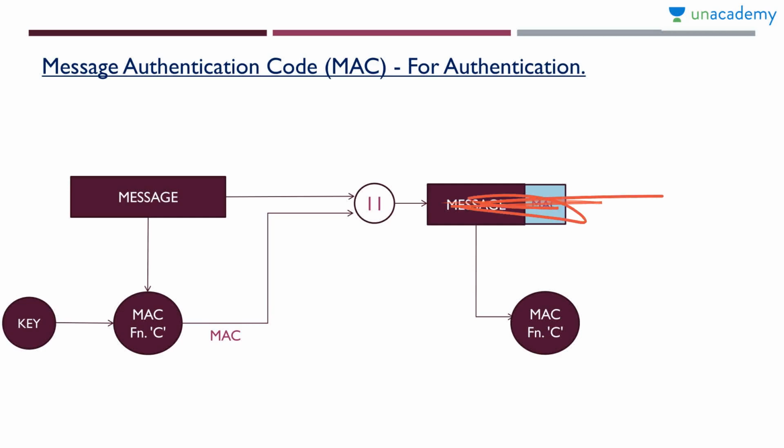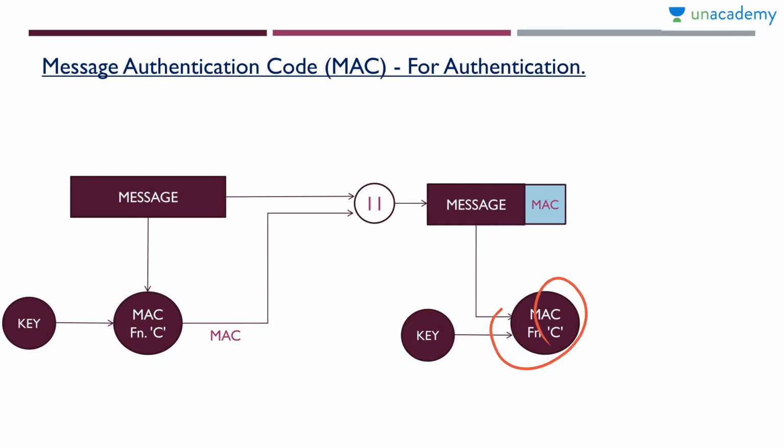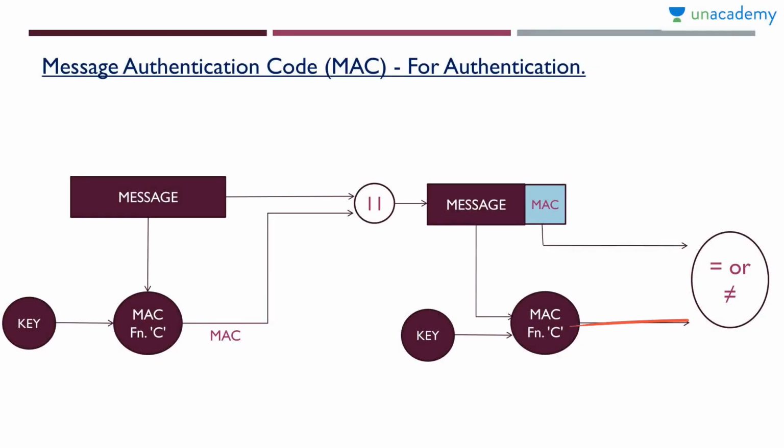Now at the receiver side, there will also be this MAC function and the key. The receiver will take only the message, and he'll take the key and input it to the MAC function. The MAC function will give us an output, and that output will again be a MAC. We are only taking the message, not the MAC. We separate the message and MAC, take the message only, take the key, and apply them to the same MAC function.